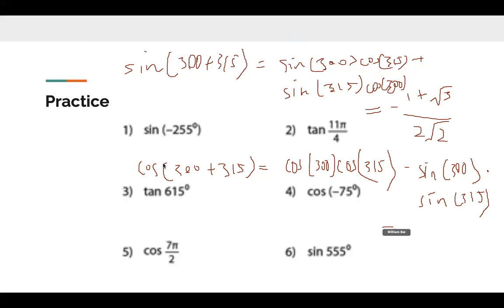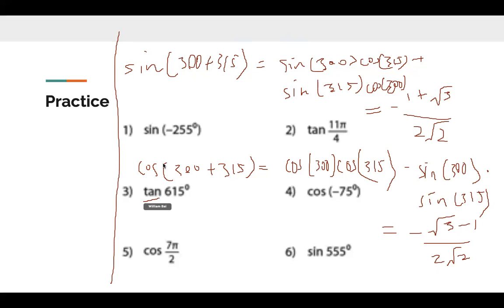negative root 3 minus 1 over 2 root 2. Okay, so you have these two, and we now do division, which I will do on the left side. Sine divided by cosine gets you tangent, which is what we want. So we have negative 1 plus root 3 over 2 root 2 divided by negative root 3 minus 1 over 2 root 2. There's 2 root 2 on the bottom, right here and right here, so we can just cancel this out. We get negative 1 plus root 3 over negative root 3 minus 1.